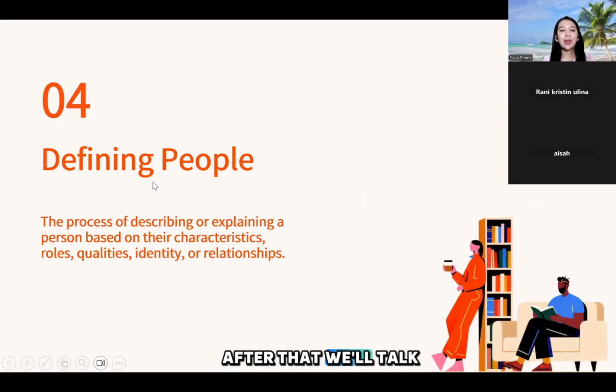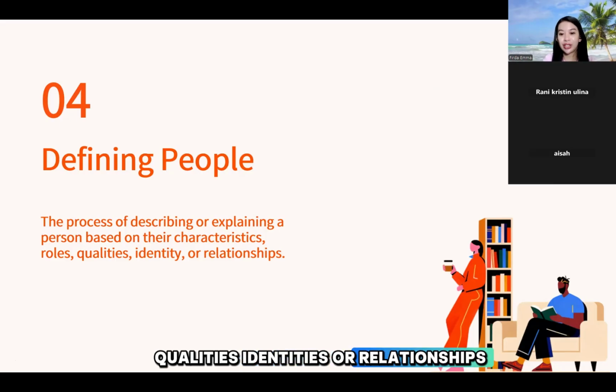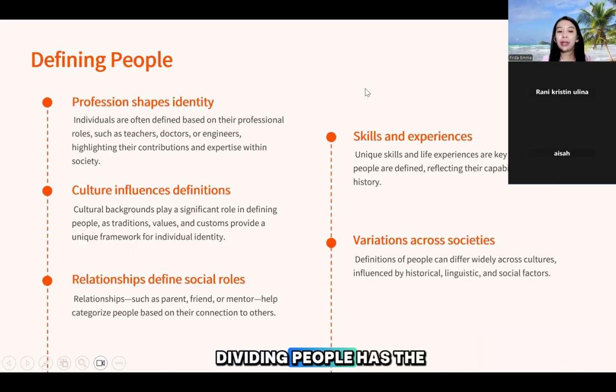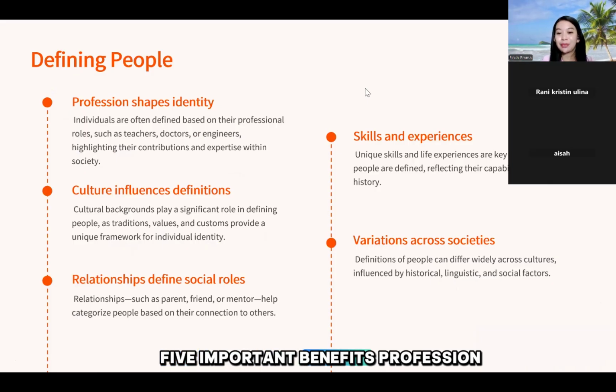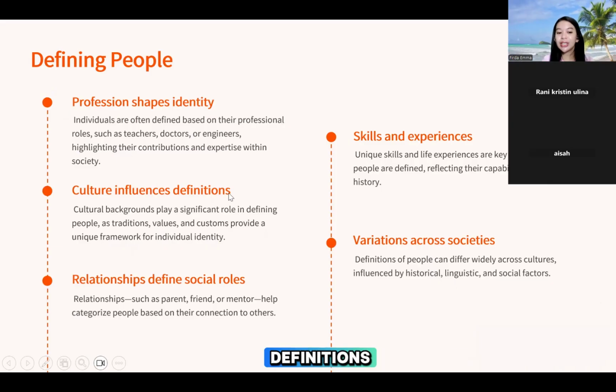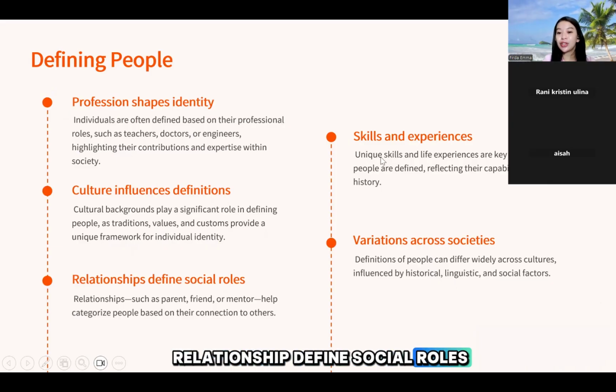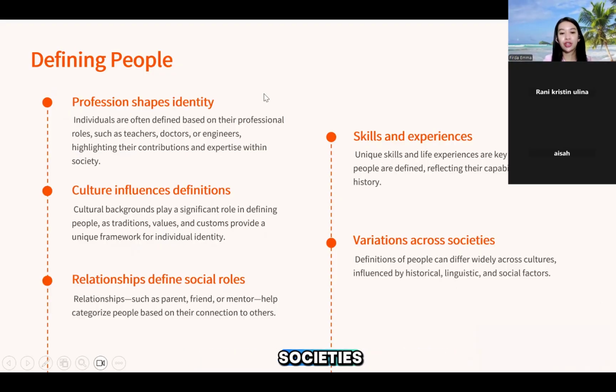After that, we'll talk about defining people. After we talk about identifying people, we talk about defining people, which is the process of describing or explaining a person based on their characteristics, roles, qualities, identities, or relationships. Defining people has five important benefits: profession shapes identity, culture influences definitions, relationship defines social roles, skills and experiences, and variations across societies.